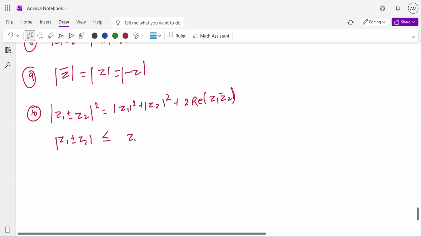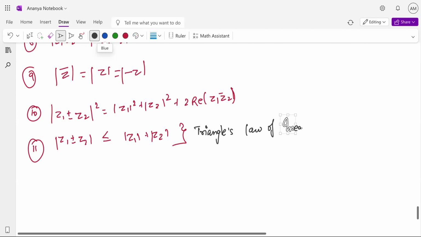Yes, sir. Okay, this is one property, and another property is that the modulus of z1 minus z2 is less than or equal to the modulus of z1 plus z2 in modulus. This will always be greater than or equal to. From where do we get this property? This property comes from the triangle law of inequality.